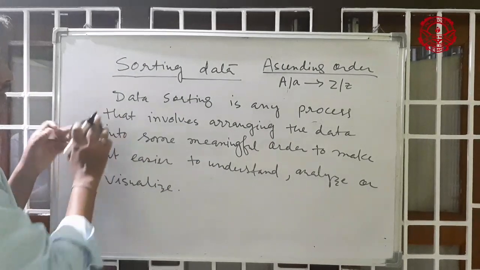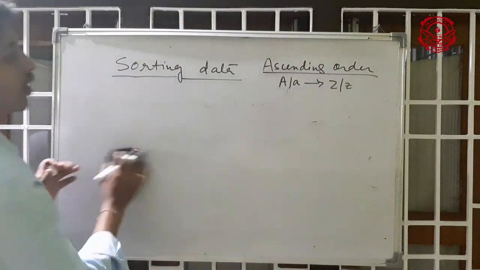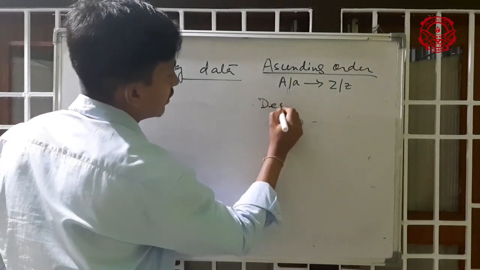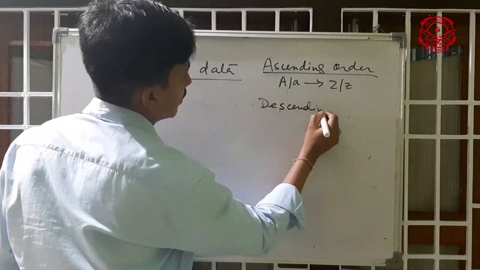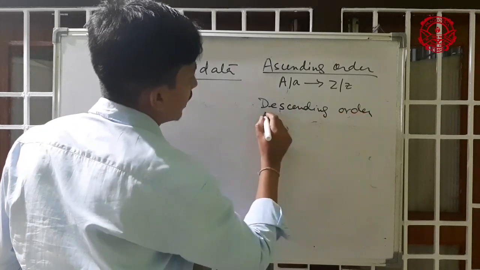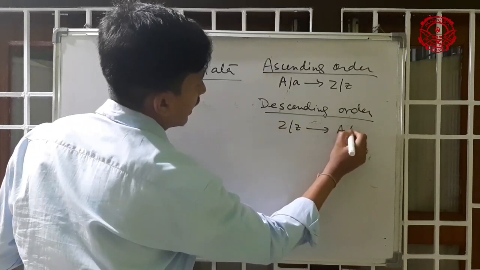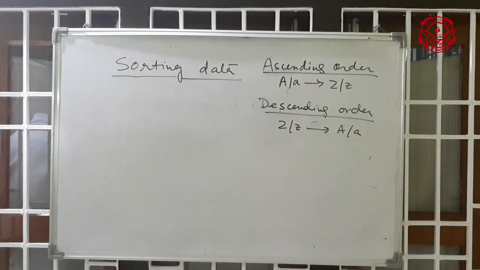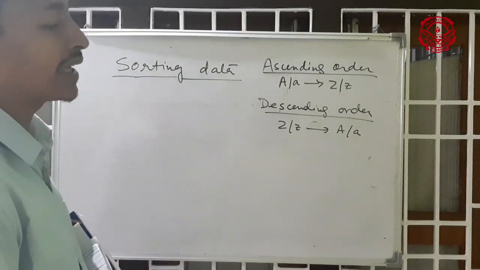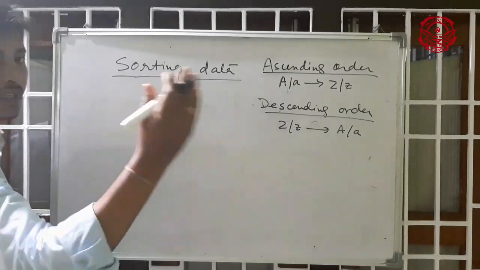I hope you understand these things. Okay? Descending order means what? Capital Z to capital A, small a. Okay. Now this is the order of ascending or descending order. Now you can arrange these things. You can arrange your data in ascending or descending order. For example, take an example.